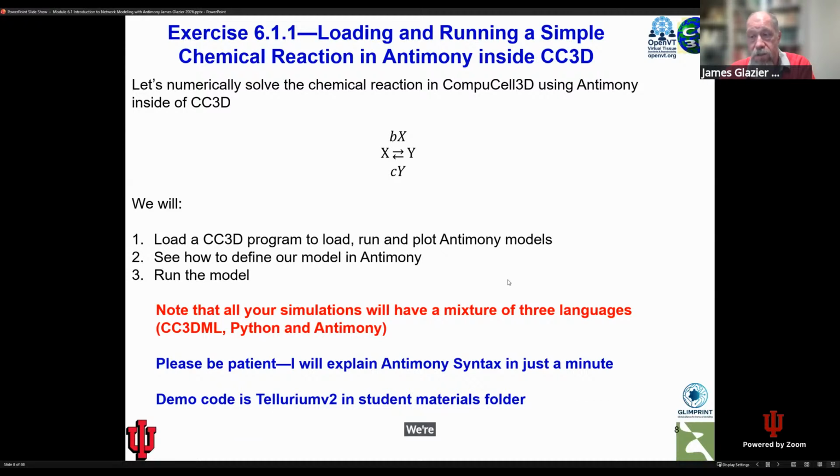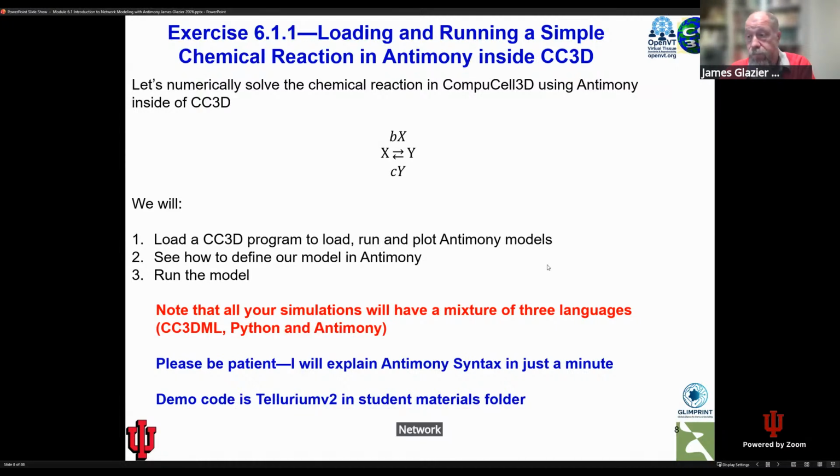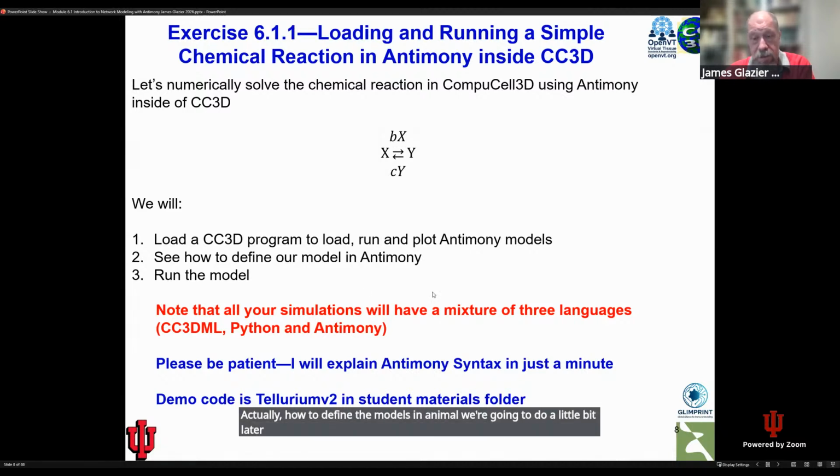We're going to load a little CC3D program that has been pre-built that will load, run, and plot network models expressed in antimony. We'll see how to define models in antimony a little bit later. I've changed the order slightly today so that you don't have a lot of lecture before we do something.